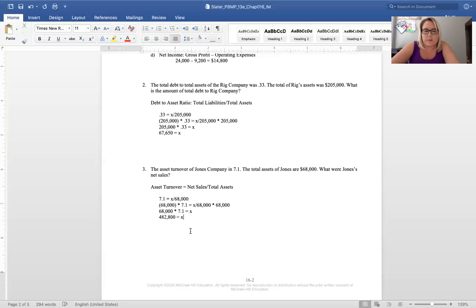Questions on either one of those two as to how I solved for it? I'm looking at table 16.1 to get my calculation for the ratios and then solving for my unknown.